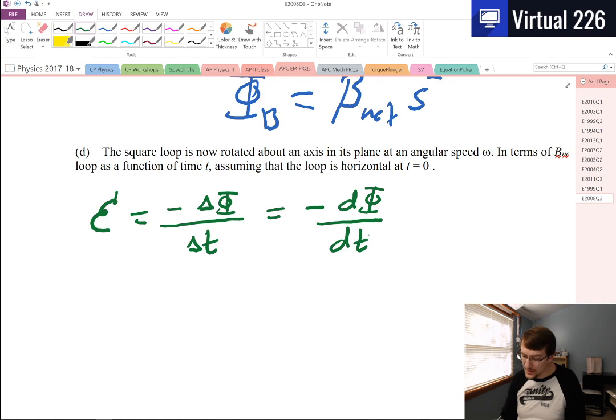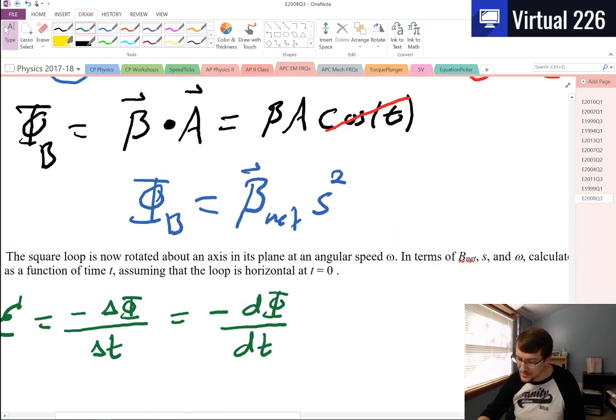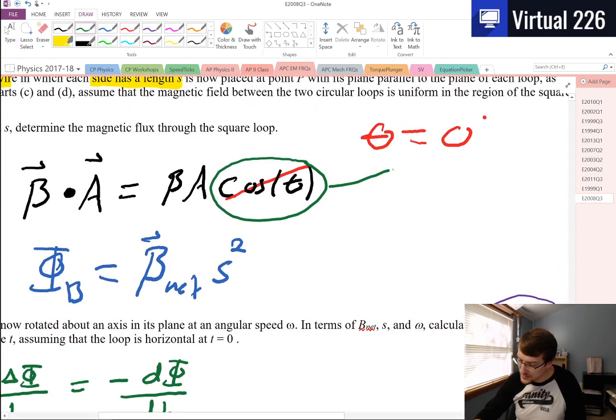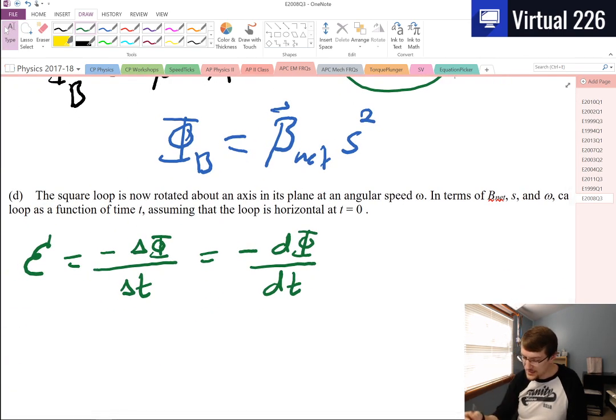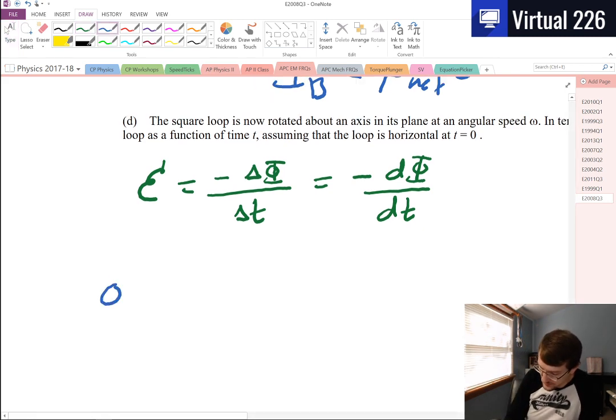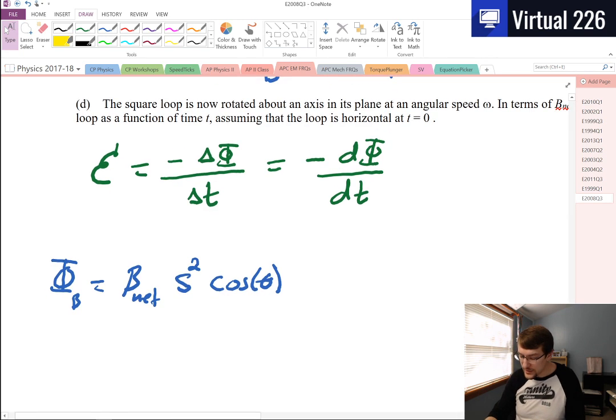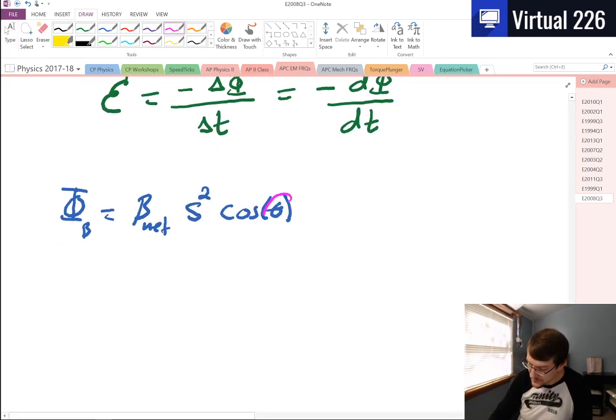Okay? And what is going to actually mess us up here is this angle theta. Before we said that that angle theta was going to equal 0, but that theta is now changing. So our flux is actually going to have a B S squared cosine theta term in it. So let's write that flux out this time. It's going to be that B net S squared, and then here's that cosine of theta term in there from that dot product.